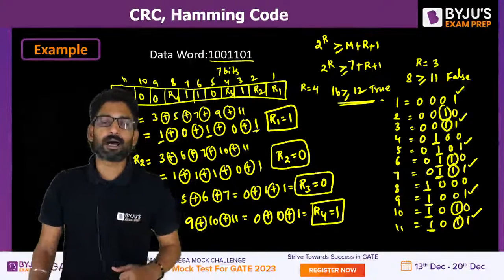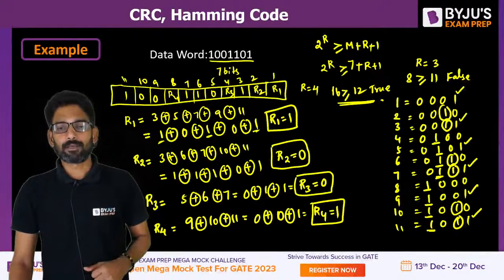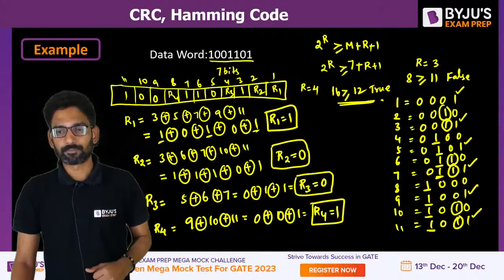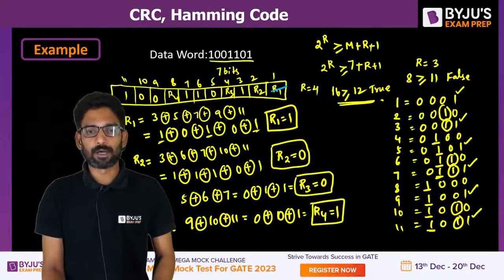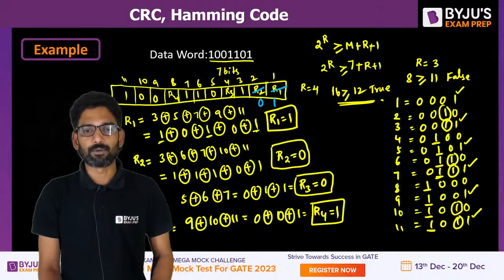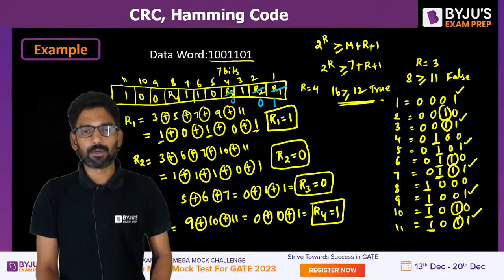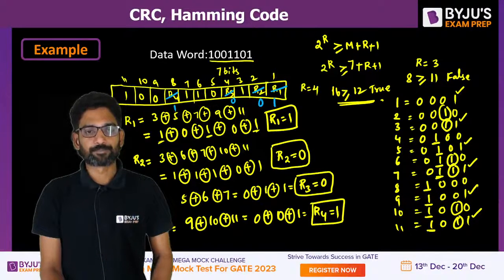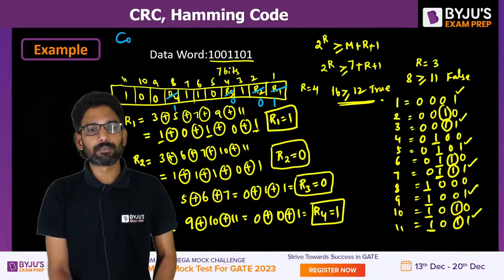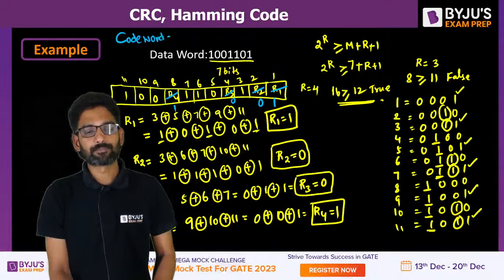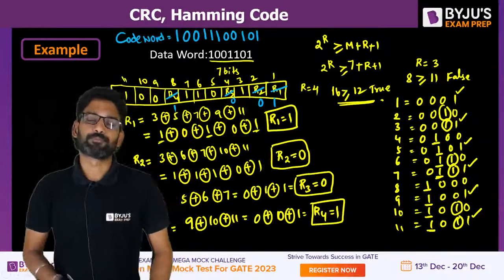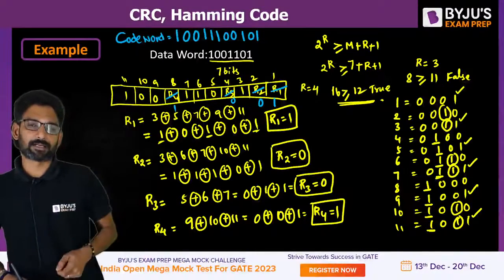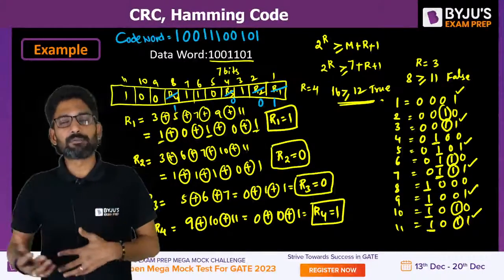So now I have got these R values. R1 must be 1, R2 must be 0, R3 must be 0, R4 must be 1. So the code word that the sender transmits is 1001 1100101. If a 1 bit error occurs, how will the receiver find out?